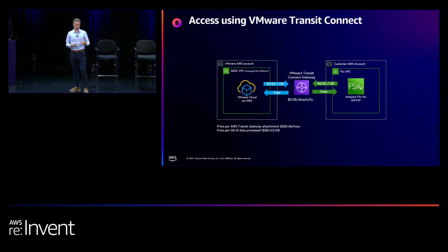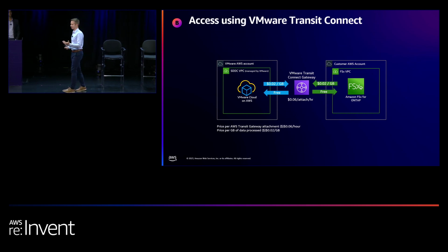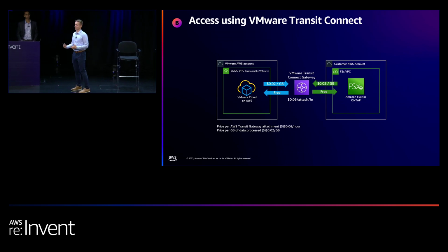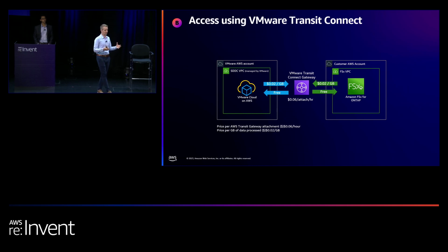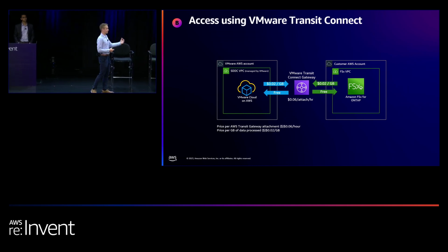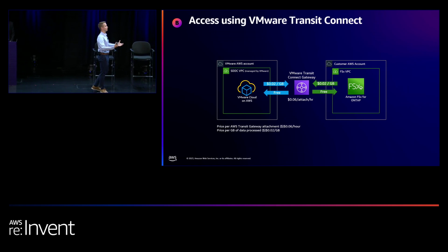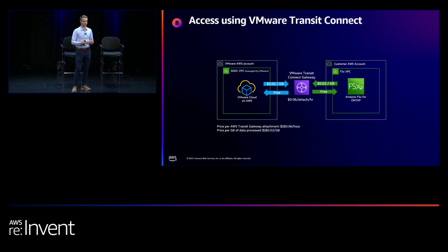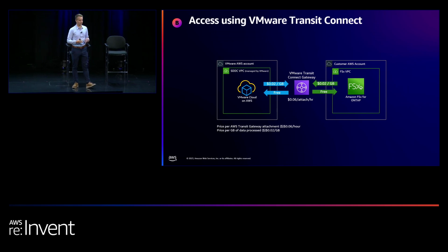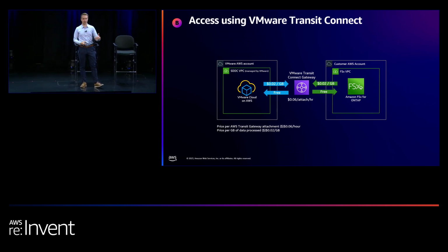And so one thing I wanted to share, for those of you who have been following along, is that about a year ago we launched this integration. The way that it worked at a high level is customers would create a VMware data store in a VMware account, and then they would create an FSX file system in their own account. And in order for the VMware data store to communicate with the FSX file system, customers would provision a VMware Transit Connect gateway, or Transit Gateway.